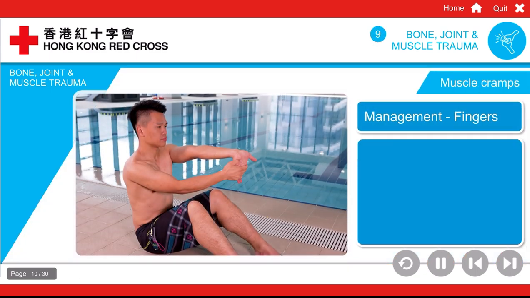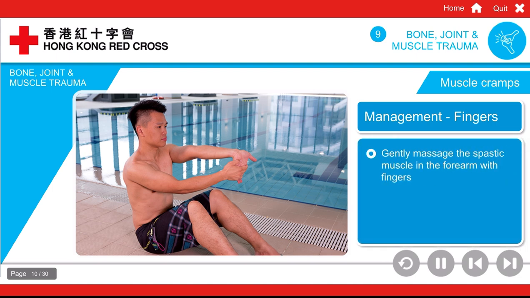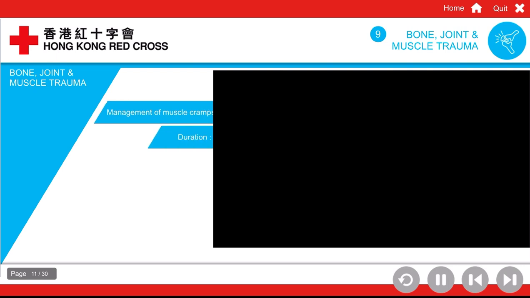In case of cramping of fingers, ask the victim to extend the elbow slowly. Extend the fingers and draw the hand towards the body. Gently massage the spastic muscle in the forearm with fingers. To find out more about the management, watch the demo videos.